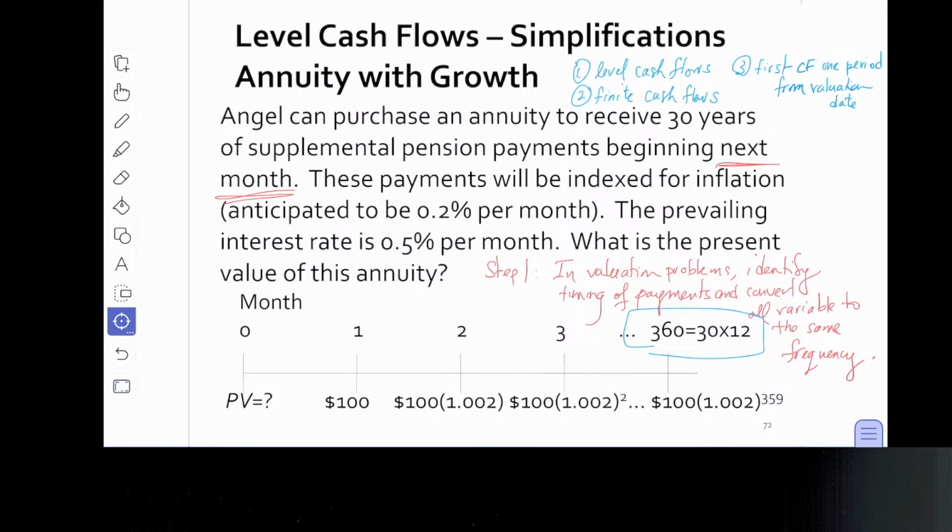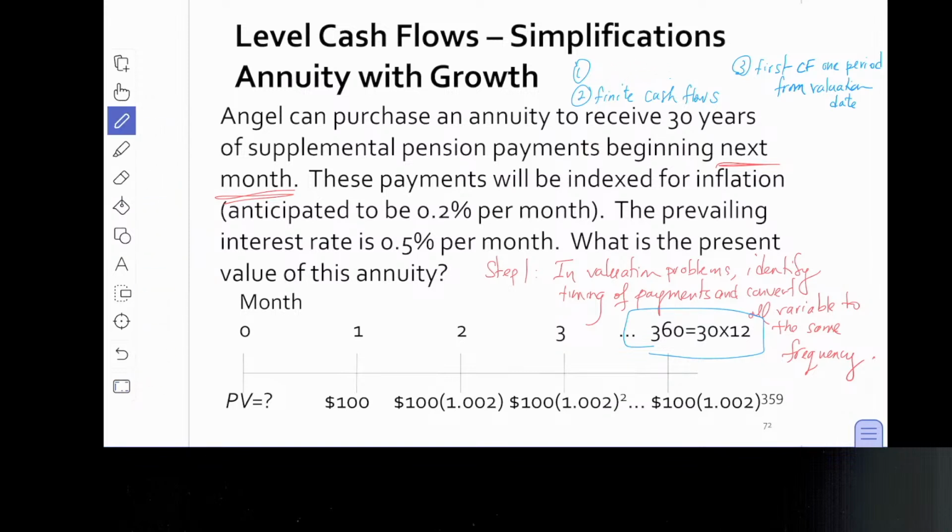So back to the question. The original question was, which one of these is violated? What's violated is the first one. The cash flows are not level. The cash flows, however, are connected by a constant growth rate, and that's the one we have to correct. So that is more like a growing perpetuity. If you remember back, we talked about that briefly.